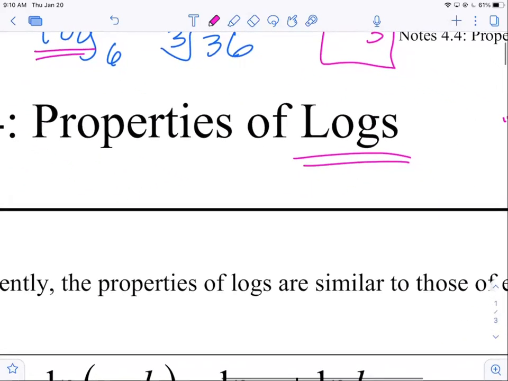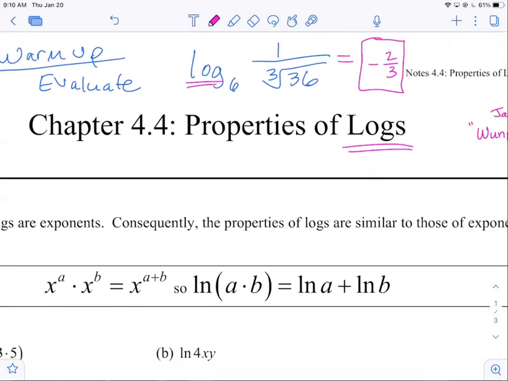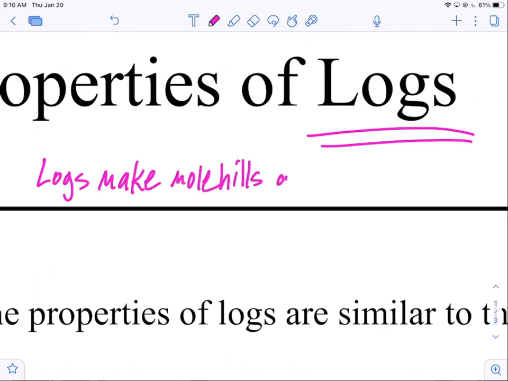Now that we know the property of wooden logs, the property of logarithms, mathematical logs, there's 3 of them, and they're super important. Remember that logs, as I've been saying, refer only to the exponent on an agreed upon base. So logs, let's write this down. Logs make molehills out of mountains, right?